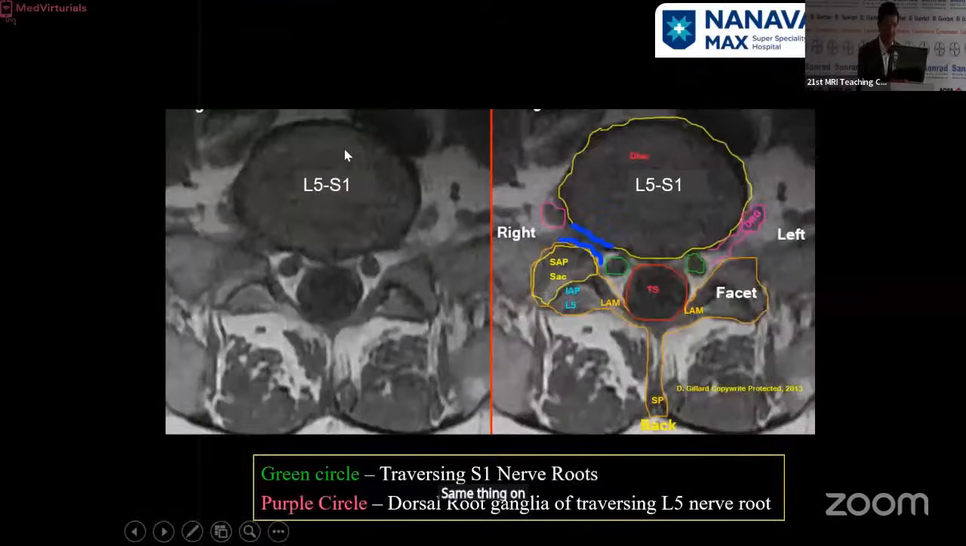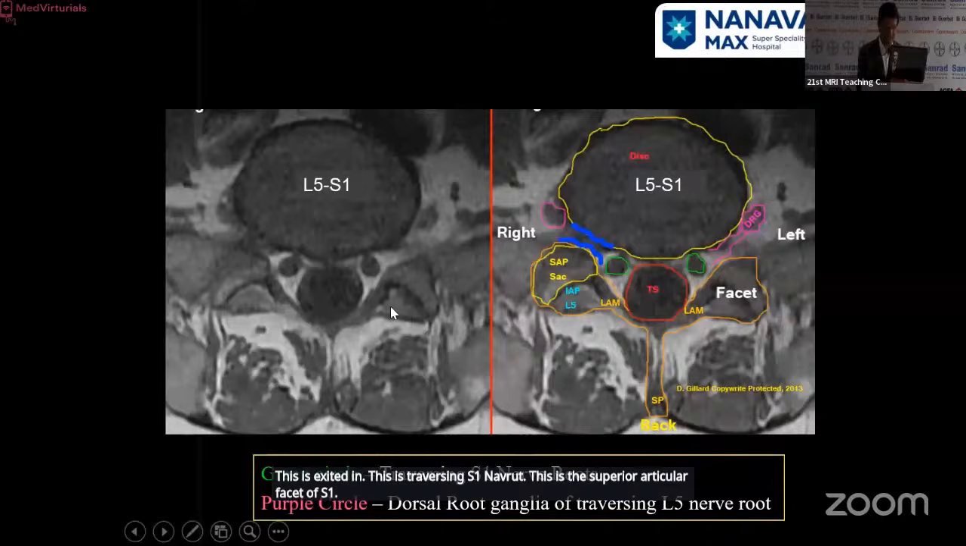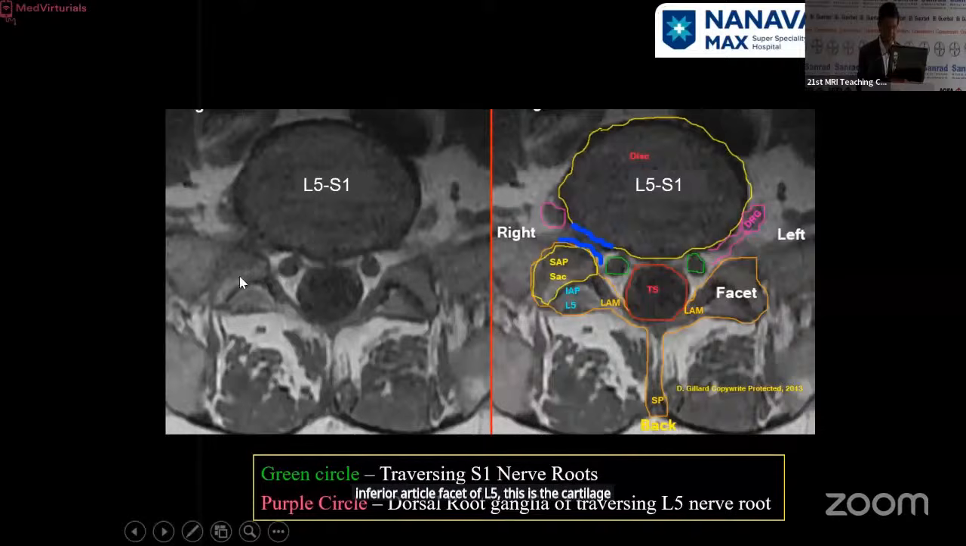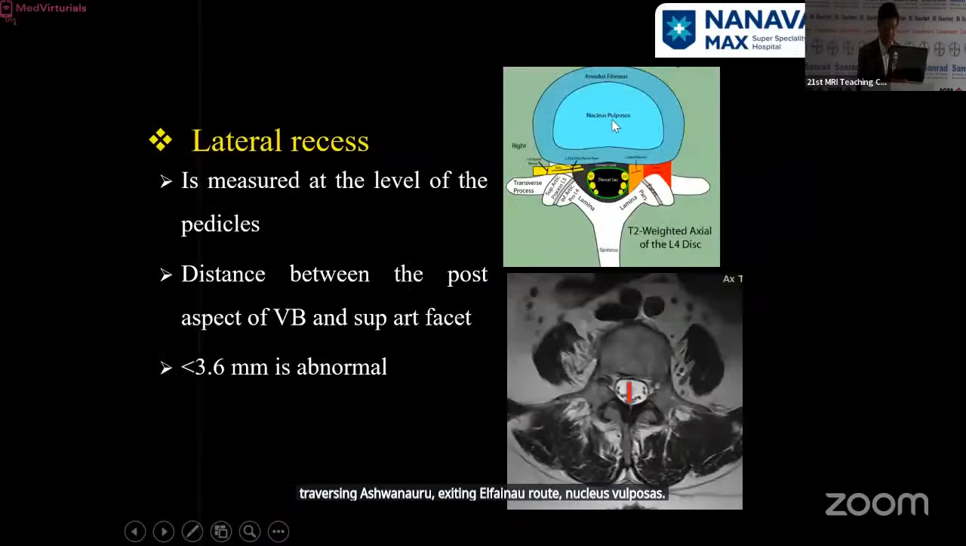Same thing on T1 at L5-S1 level. So that's nucleus, that's annulus. This is thecal sac. This is exiting L5 nerve root. This is traversing S1 nerve root. This is the superior articular facet of S1, inferior articular facet of L5. This is the cartilage in the facet joint, which is not degenerated. So again, thecal sac, lamina, superior articular facet, inferior articular facet, traversing S1 nerve root, exiting L5 nerve root, nucleus pulposus, annulus fibrosus.